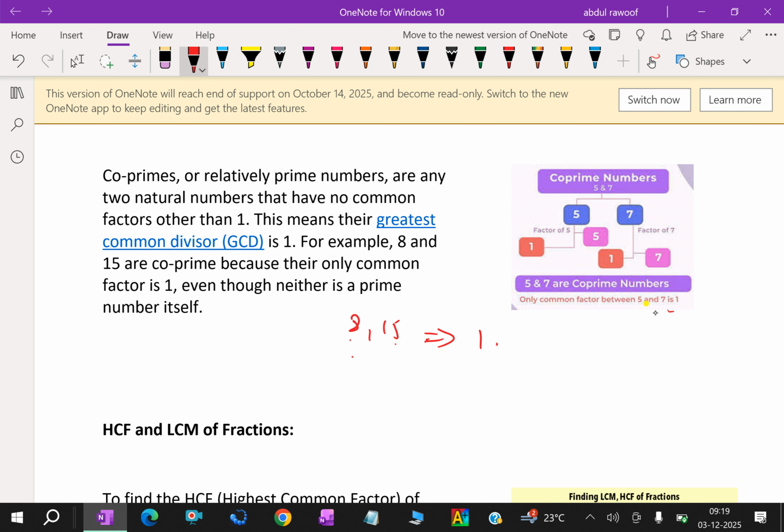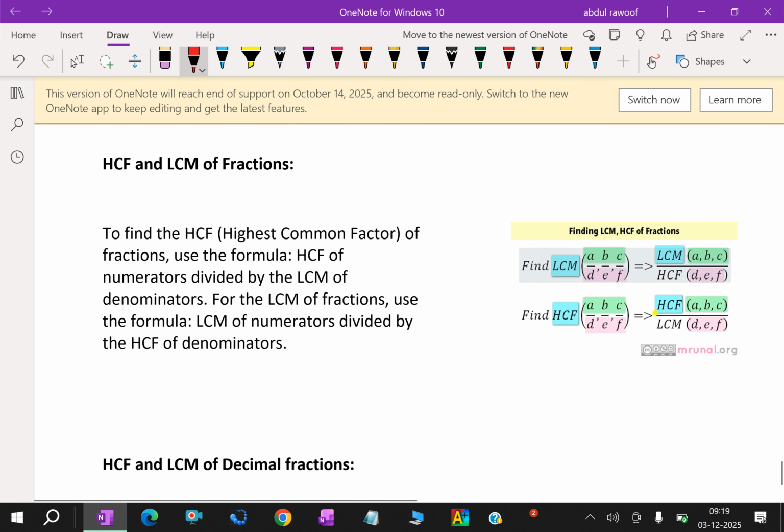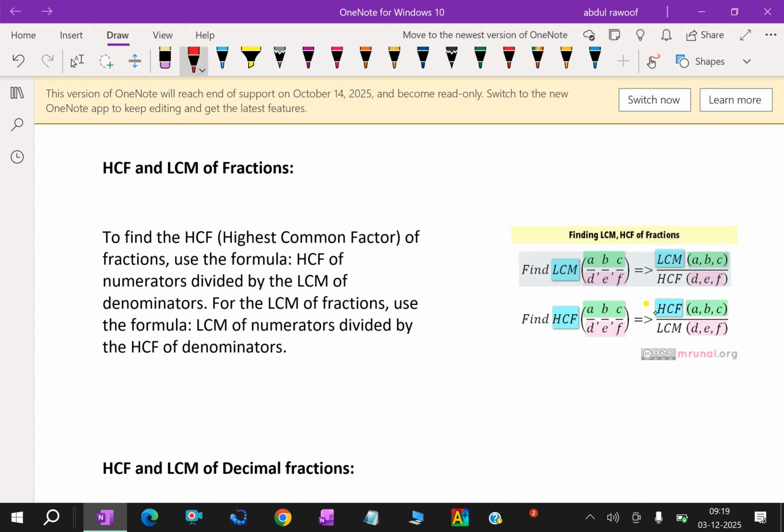Next, HCF and LCM of the fraction. To find the HCF, highest common factor, of a fraction, use the formula: HCF of the numerators divided by the LCM of the denominators. Conversely, for the LCM of the fraction, use the formula: LCM of the numerators divided by the HCF of the denominators. We will do one example.